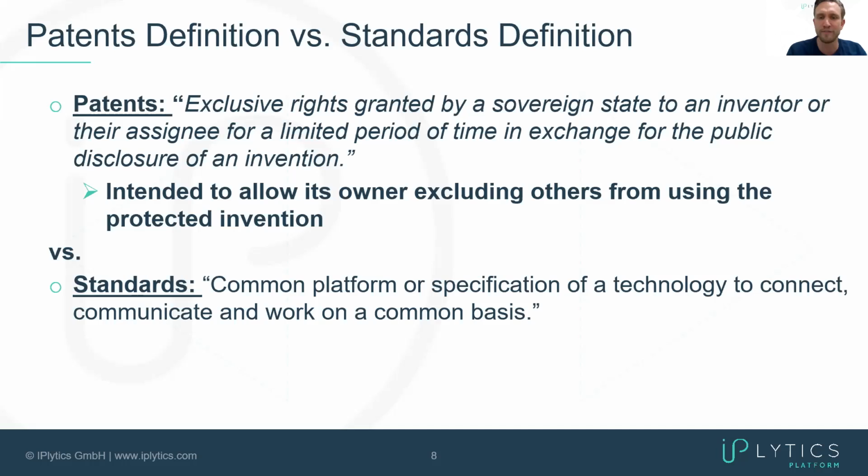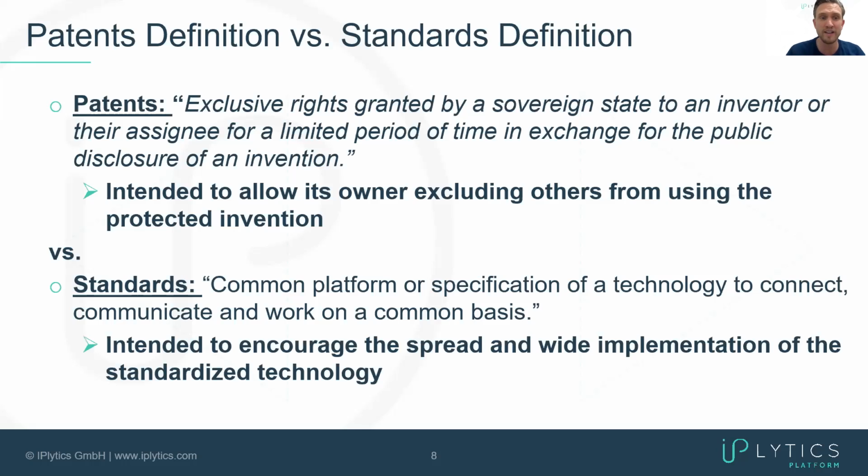What is a standard? A standard is a common platform or specification of a technology to connect, communicate, and work on a common basis. So here the main intent is to encourage the spread and use of the technology. And those two definitions, put next to each other, show you how different patents and standards work. A patent excludes others from using a technology. A standard enables the common usage.